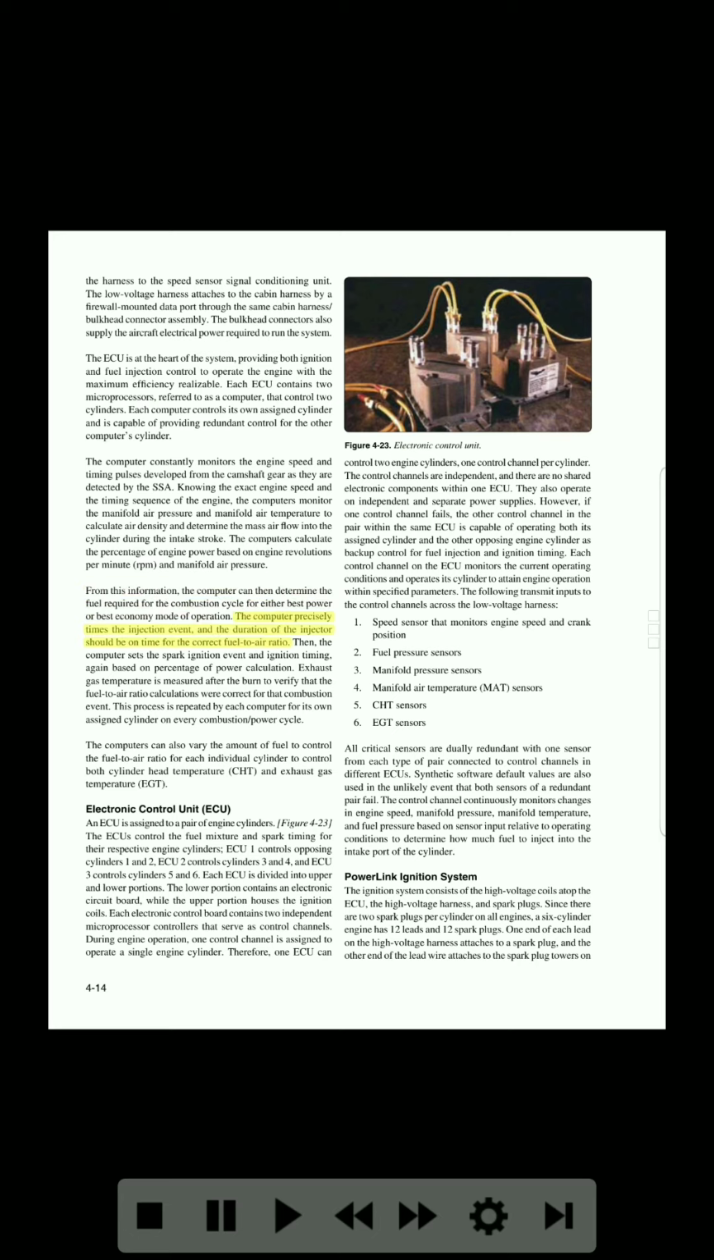The computer precisely times the injection event, and the duration of the injector on time for the correct fuel-to-air ratio. Then, the computer sets the spark ignition event and ignition timing, again based on percentage of power calculation. Exhaust gas temperature is measured after the burn to verify that the fuel-to-air ratio calculations were correct for that combustion event. This process is repeated by each computer for its own assigned cylinder on every combustion/power cycle. The computers can also vary the amount of fuel to control the fuel-to-air ratio for each individual cylinder to control both cylinder head temperature, CHT, and exhaust gas temperature, EGT.